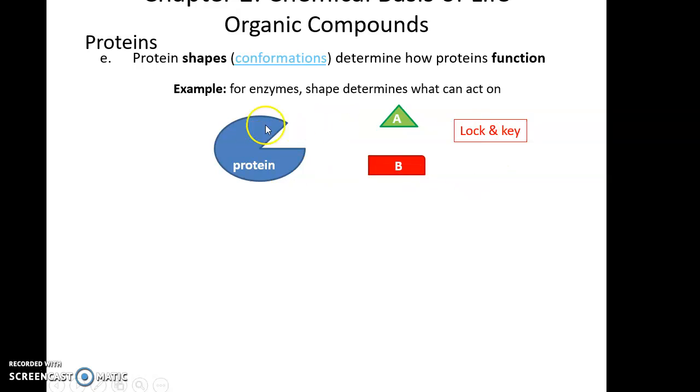So here in this cartoon simplified version, A is going to fit into the protein, B is not. So the protein, the enzyme, will only act on A. Sort of how a lock and key works. You need a very specifically shaped key to fit a very specifically shaped lock.